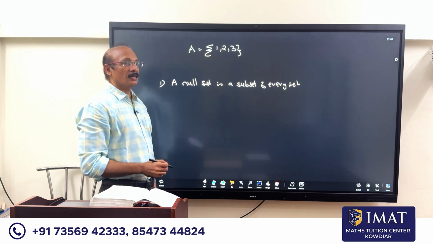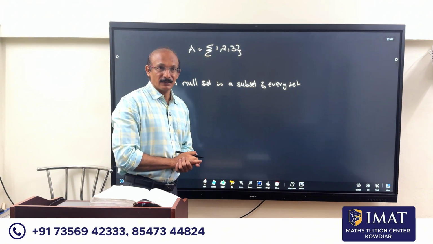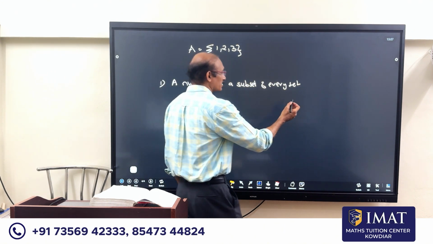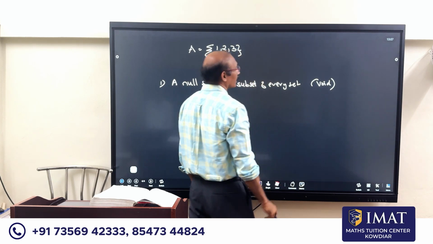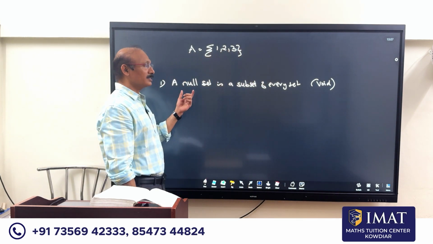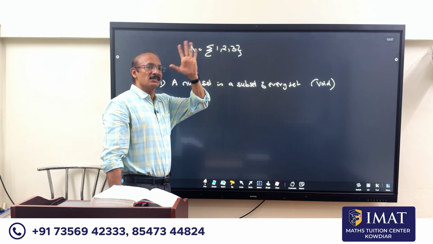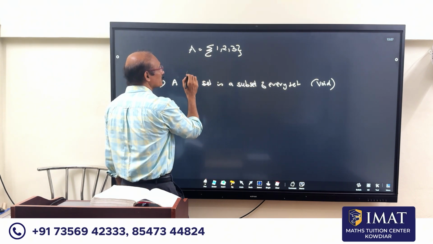What do you mean by saying a null set? A set with no elements is called a null set, an empty set, or a void set. All are the same. Void means null set. So what is a null set? A set with no elements. A null set can be called a subset of every set. So I can say one subset of this is the null set.